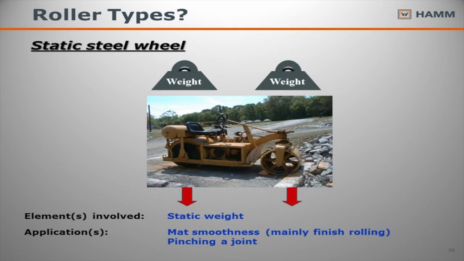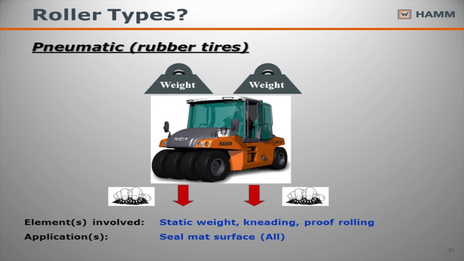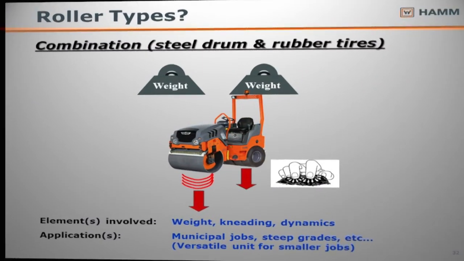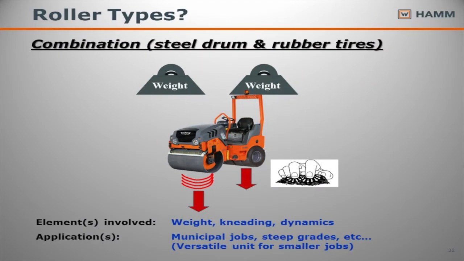So the types of rollers that we look at: the static rollers. Those basically, like I said, were used years ago. Now they're still used for pinching joints or finishing the mix, or maybe doing shoulder work, and so forth. We look at the rubber tire rollers, great for soil work, finds the soft spots. For asphalt, it actually brings up the fines to the surface. Combination rollers have been great for a lot of municipalities and smaller projects because you have the best of both worlds.